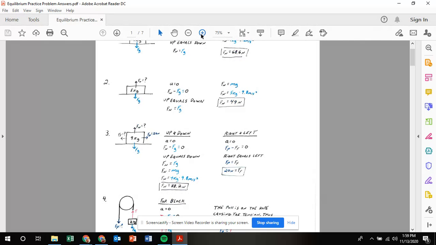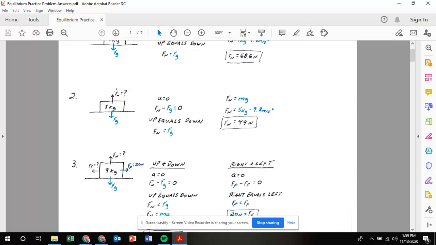For number 2, a little bit bigger, normal up, gravity down for this object. It's moving at a constant speed to the right, but there's no pushing force. It's just sliding. It could be rolling, whatever. But force of gravity down and normal force up. Again, there's no acceleration, so what that means is up equals down. So normal equals force of gravity.